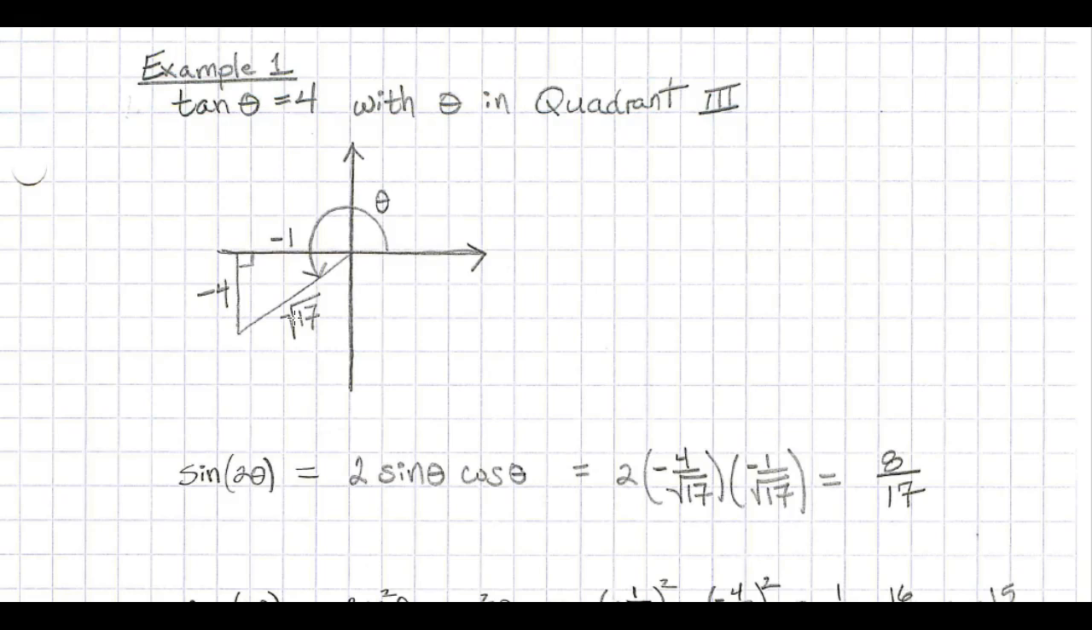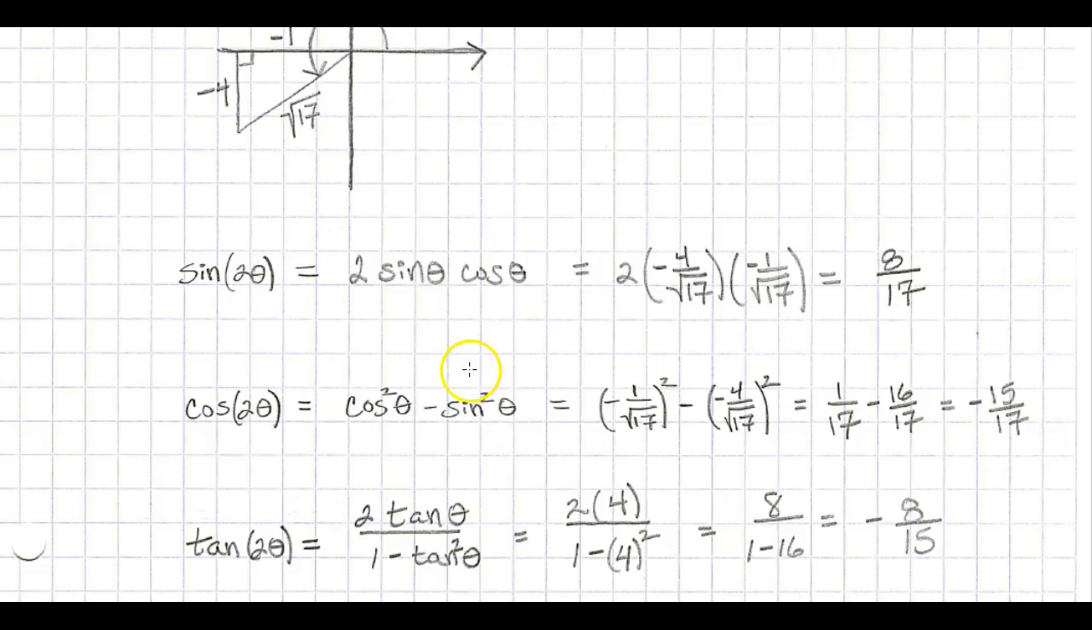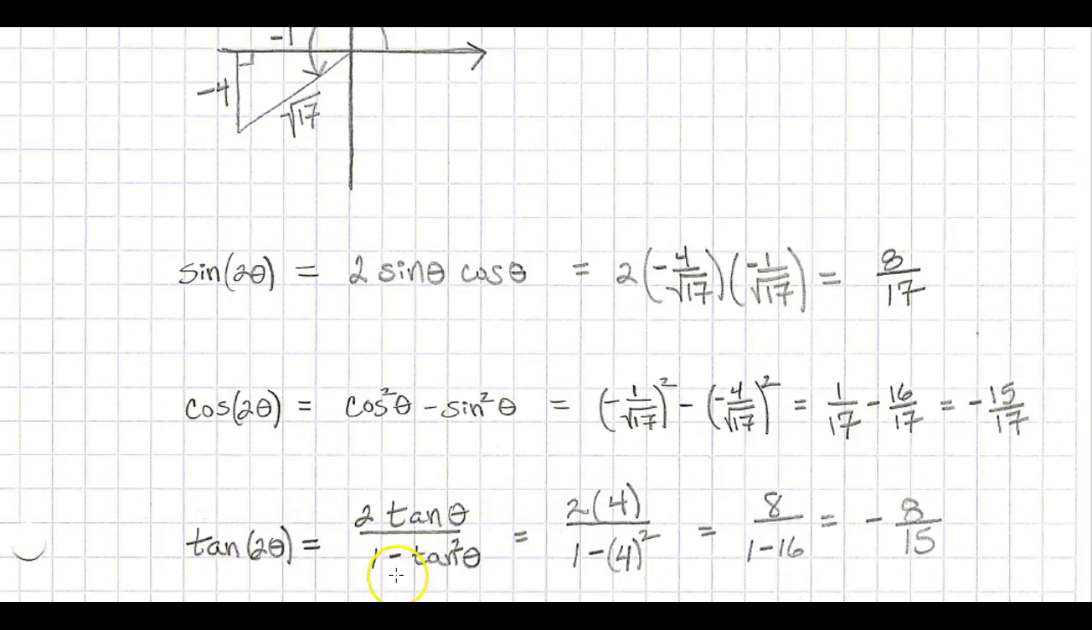And then if I'm wanting to know what the cosine of 2 theta is, it's cosine squared theta minus sine squared theta. So again, cosine of theta is minus 1 over square root of 17. I square that. Minus sine squared theta, so sine of theta is minus 4 over square root of 17, square that. So you get 1/17 minus 16/17 or minus 15/17. And the tangent of 2 theta is 2 tangent of theta divided by 1 minus tangent squared of theta. So that's 2 times 4 over 1 minus 4 squared, or minus 8/15.